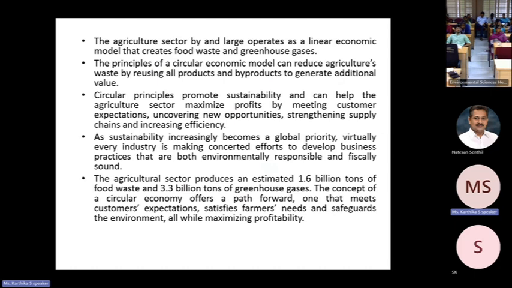So, primary principles: a circular economic model can reduce agricultural waste by reusing all products and byproducts to generate additional value. Already we talked about this. So this ultimately should promote sustainability. We have to keep the resources reserved for the next generation. Tomorrow, day after tomorrow, next month, next year. Should not exhaust. With the biodiversity concept, if you look at that, most of the species disappear.